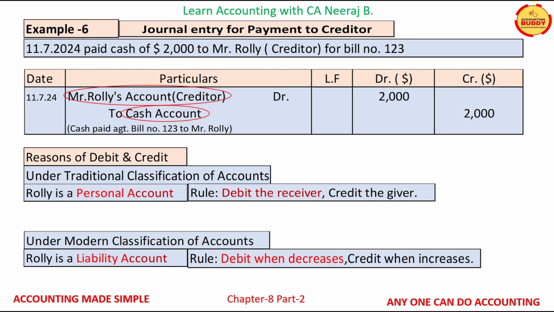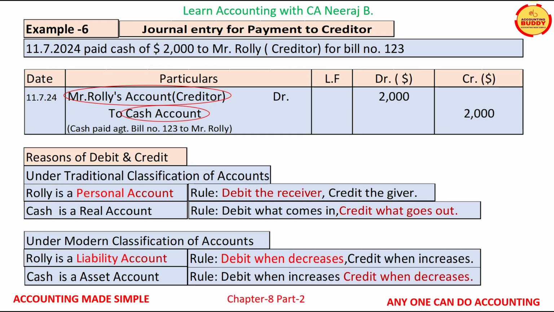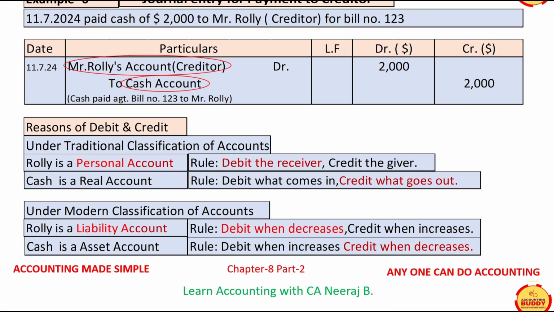In this transaction, Mr. Rowley's balance is decreasing, therefore Mr. Rowley's account is debited. Cash is a real account under traditional classification of accounts. The rule of real account is debit what comes in and credit what goes out. In this transaction, cash is going out, therefore cash account is credited. Under modern classification of accounts, cash is an asset. Rule of asset account is debit when increases and credit when decreases. In this transaction, cash is decreasing, therefore cash account is credited.